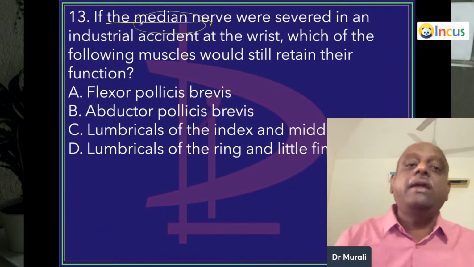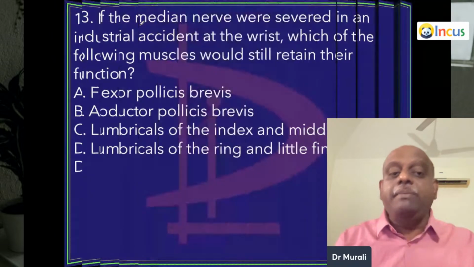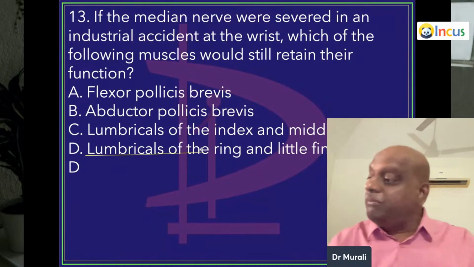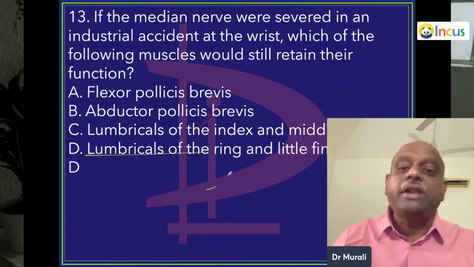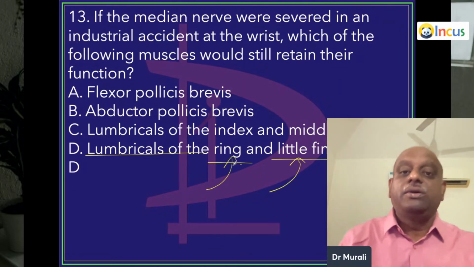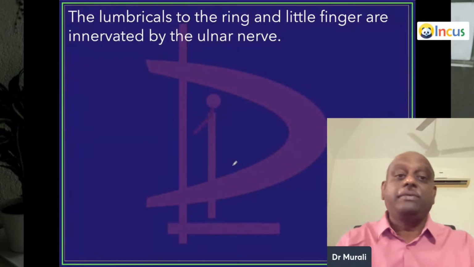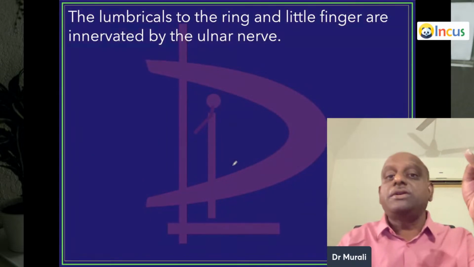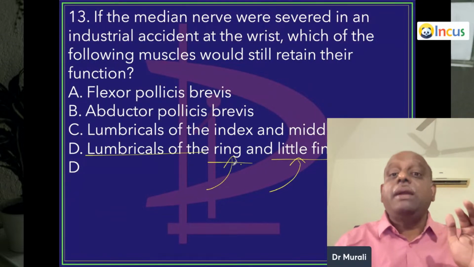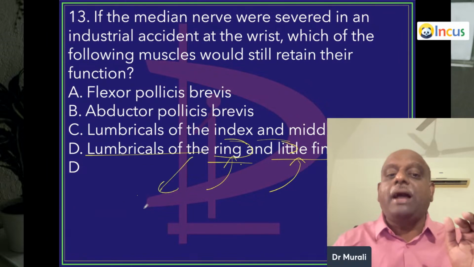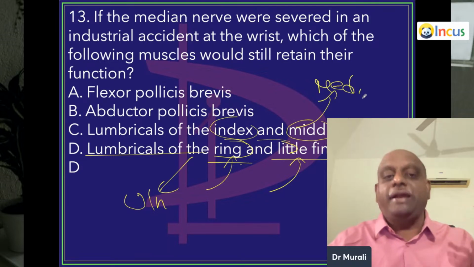Now, if the median nerve is severely injured, what are the muscles supplied by the median nerve? It is the lumbricals. The lumbricals of the ring and little finger are not injured in any median nerve injury, is what you need to remember, because the lumbricals of the ring and little fingers are supplied by the ulnar nerve, whereas the lumbricals of the index and middle fingers are supplied by the median nerve.